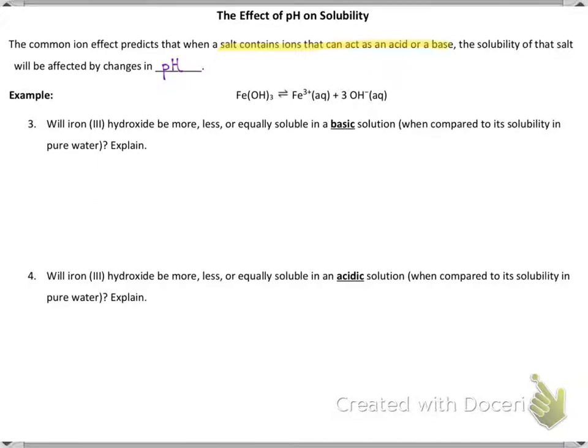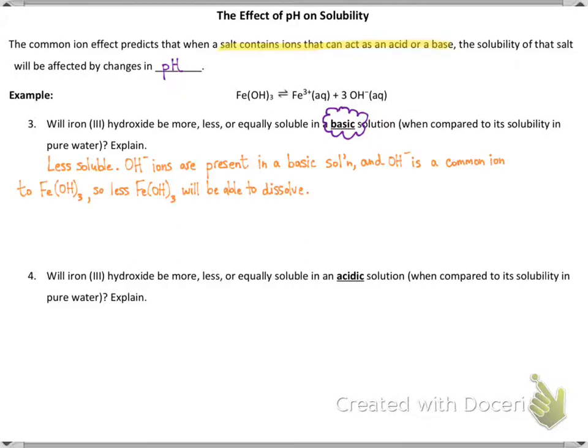Okay, first we want to know if iron 3 hydroxide would be more, less, or equally soluble if you put it in a basic solution. Well, here's the thing. You have to remember a basic solution by definition has hydroxide ions present, which are a common ion to Fe(OH)3. So since you're adding more of a common ion in a basic solution, Fe(OH)3 will be less soluble.